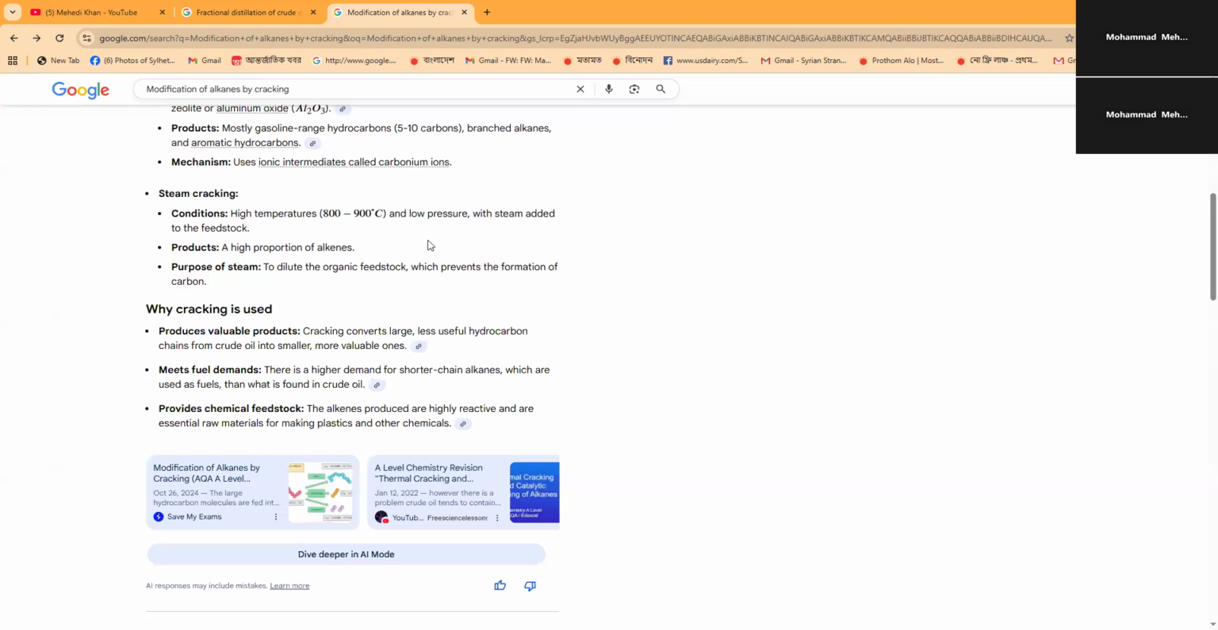Okay, so a high proportion of alkenes. As you know, alkanes have single bonds, and alkenes have double bonds. The steam is added to dilute the organic feedstock, which prevents the formation of carbon.